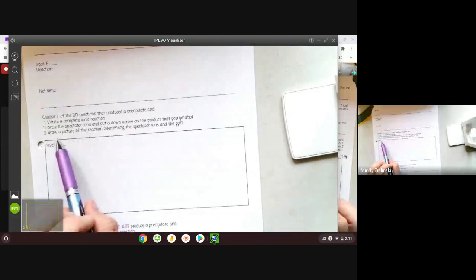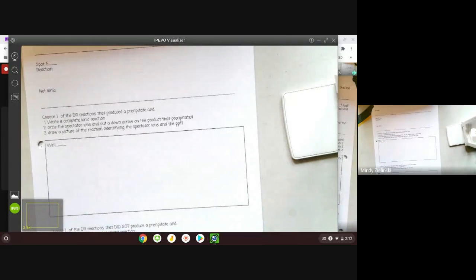We'll end up circling the spectator ions, and then we'll put that down arrow to show which ones are falling out in solution. We might change directions a little bit. I don't know if we really have to circle those. I don't know if I like that, to be honest with you.